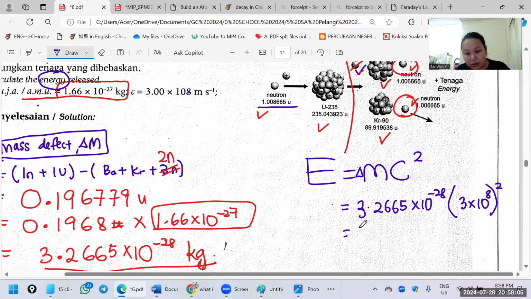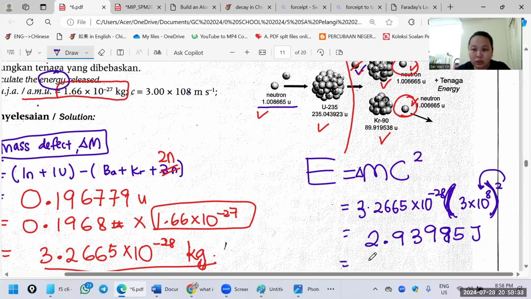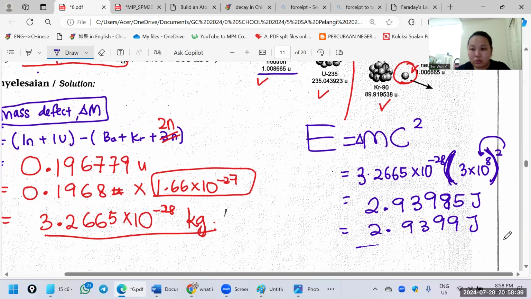3.266 power 10 to the 28 times... I remember bracket. Remember bracket. If you don't bracket, you will just square the 8 only. 3 power 8, bracket, square. So the answer is 2.9399 or 2.9398 or 2.9399. Correct. Make sure you get your answer right.